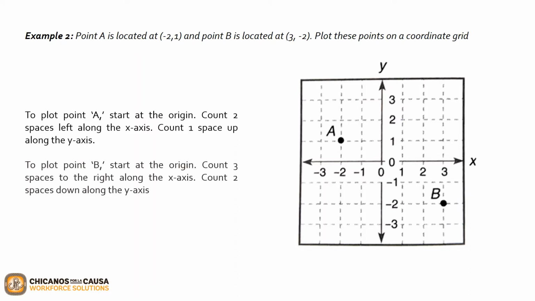To plot point B, start at the origin once again and count 3 spaces to the right along the x-axis. Then you're going to count 2 spaces down along the y-axis. So you see that point B has already been plotted as well. And that's it. Pretty easy, right?